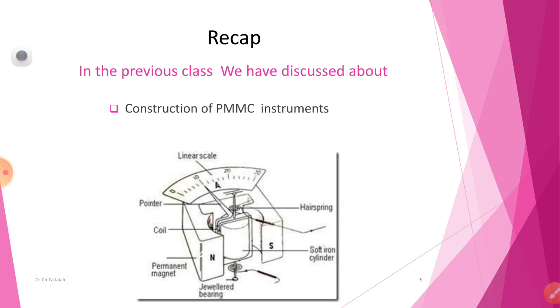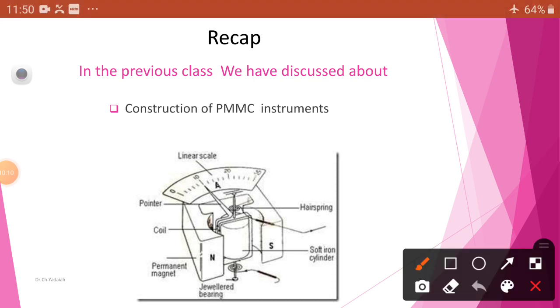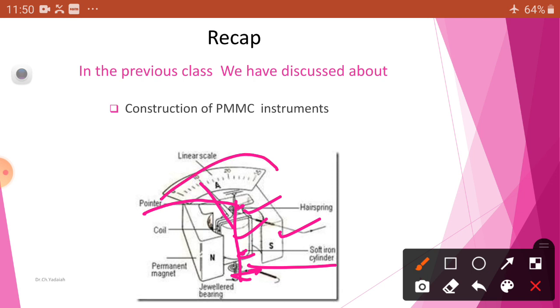You can see all of this in the figure itself. We have all seen this. This is the U-shaped magnet. This is a soft iron cylinder. This is an aluminum frame on which the coil is wound, and the coil is placed on the spindle. The spindle is placed in the jeweled bearings, and it is connected to one spring here and another spring here, and from this one input and output are taken out. Also, the pointer is placed here. The pointer moves on a calibrated scale.